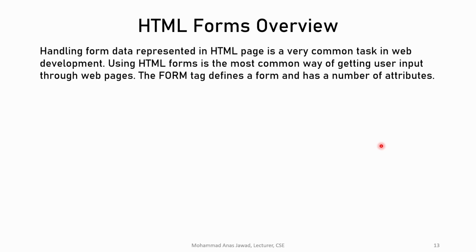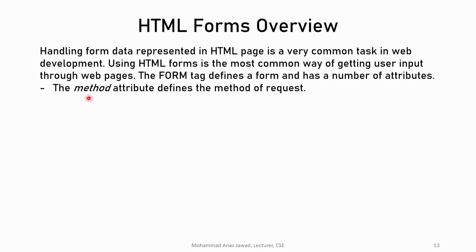So before moving on to actually implementing a servlet application, there is one last thing that we are going to take a look at, and that is HTML forms. Handling form data represented in an HTML page is a very common task in web development. Using HTML forms is the most common way of getting user input through web pages. The form tag defines a form and has a number of attributes. So the form element in an HTML document is used to get information from the users. One of the attributes in the form element is the method attribute.